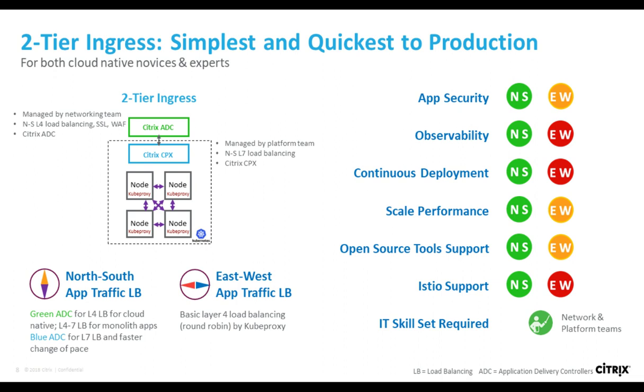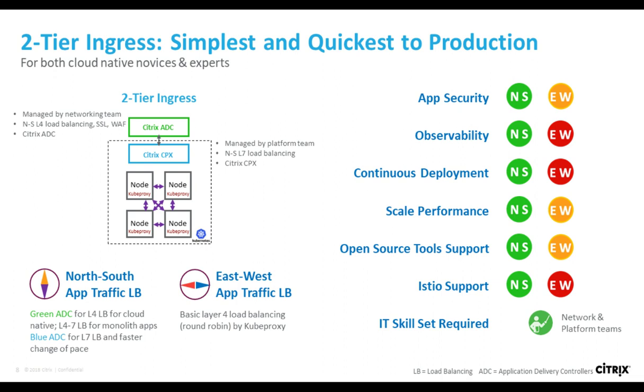If you are considering advanced continuous deployment, things like canary or progressive rollout, you can do extremely well with north-south traffic through Citrix ADC. But for east-west traffic, kube-proxy has only very basic layer 4 load balancing. So it becomes a huge challenge if you are considering advanced things like canary deployment, automated canary analysis, or progressive rollout.